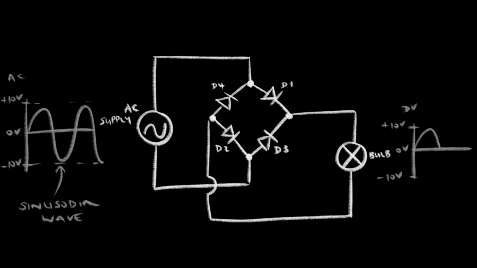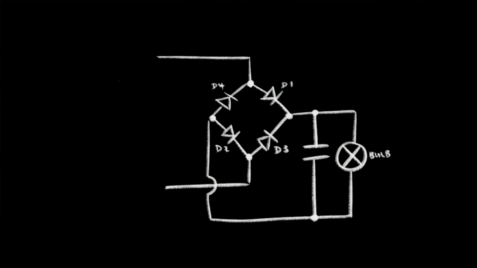As you can see, our output voltage, although still very bumpy, is all on one side of the graph now, meaning that it is always going to be in the same direction, hence becoming a direct current. To smooth out the bumps, we could add a capacitor, but that's for another time.